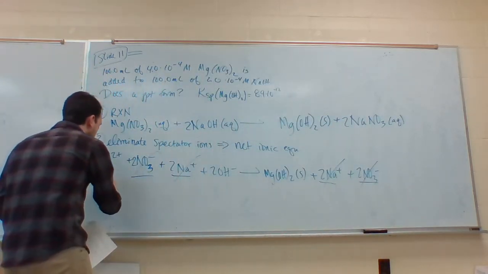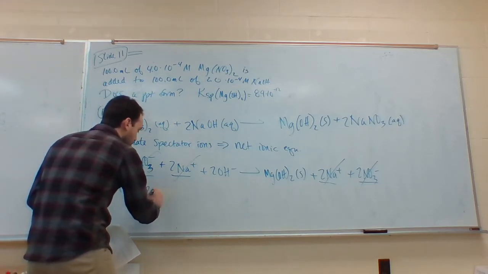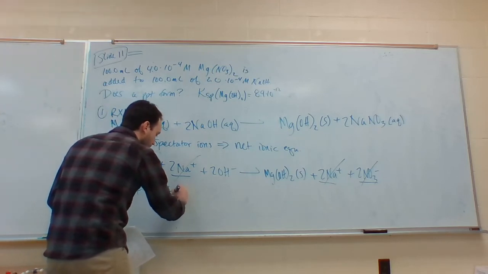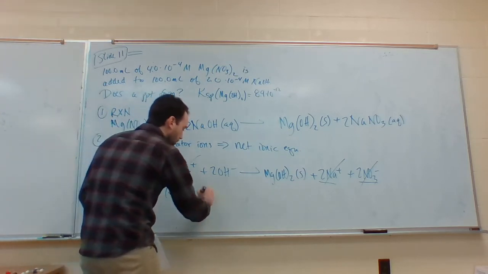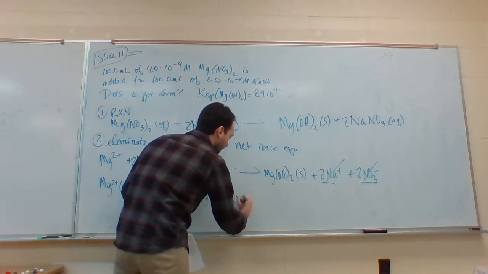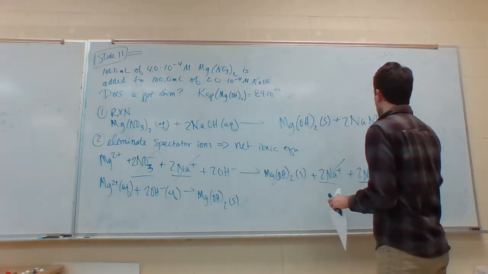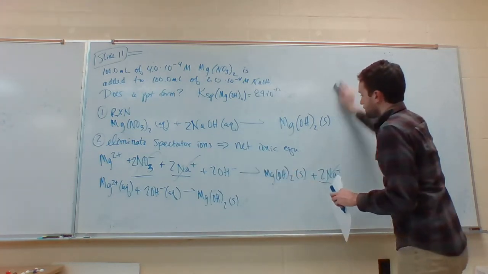And then we can write our net ionic equation as Mg2+ aqueous plus 2 hydroxide aqueous goes to Mg(OH)2 solid. That would be my net ionic equation.